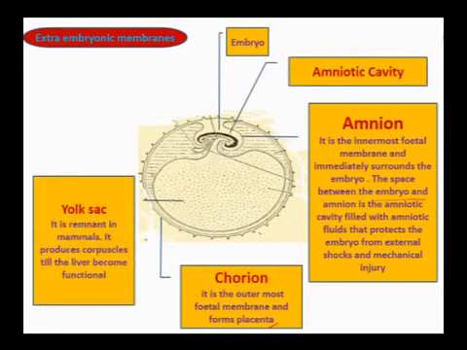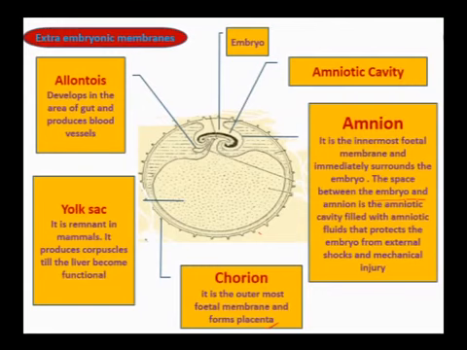The next one is called yolk sac. It is non-functional or remnant in mammals, because yolk synthesis is not necessary. It produces corpuscles or blood cells till the liver becomes functional. And the other extraembryonic membrane is allantois, which develops in the area of gut and produces blood vessels.